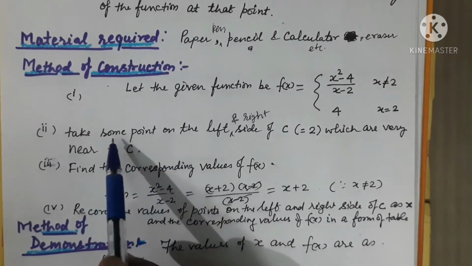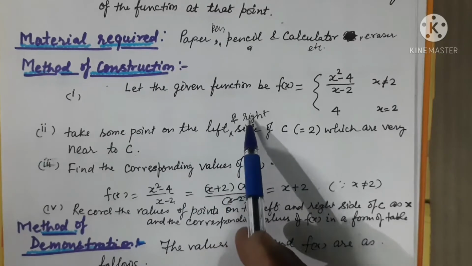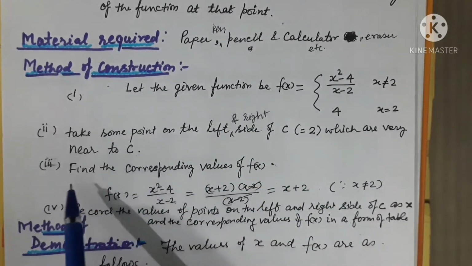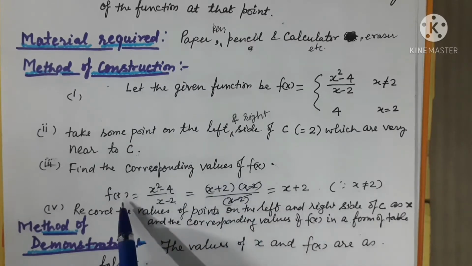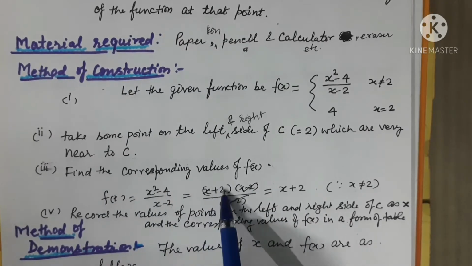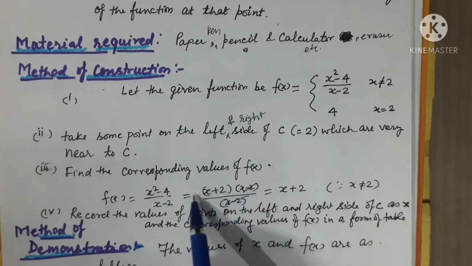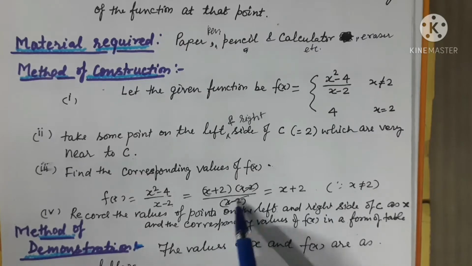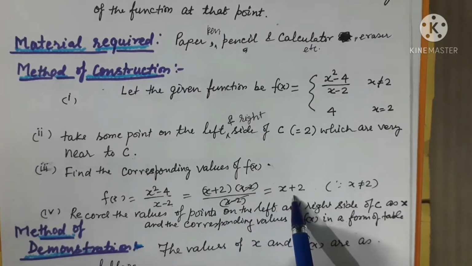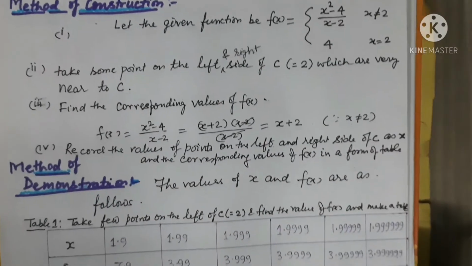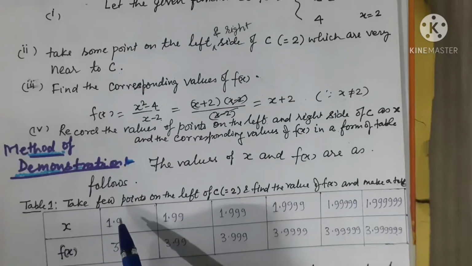Take some points on the left and right side of c, which are very near to c. Find the corresponding value of f(x). f(x) is equal to (x square minus 4) upon (x minus 2). Solve it: you get (x plus 2)(x minus 2) divided by (x minus 2), and you get x plus 2. The next point is the method of demonstration. The values of x and f(x) are as follows.